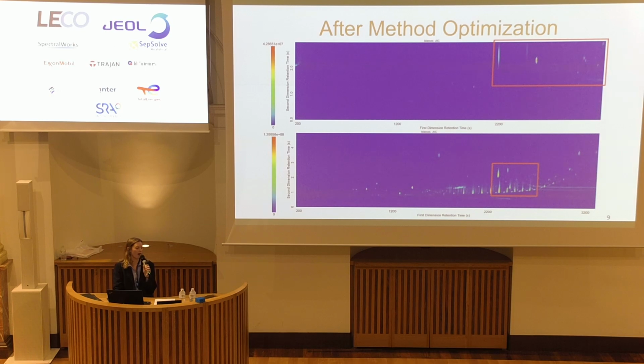After optimization, this chromatogram looks a lot cleaner, and this red box here denotes the same analytes that were found up here in this chromatogram. So you can see in this first method, we were missing all of these analytes that did not elute from the column and could not be identified using that first method.